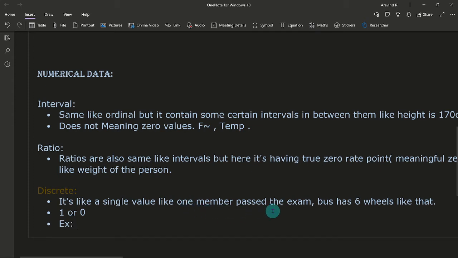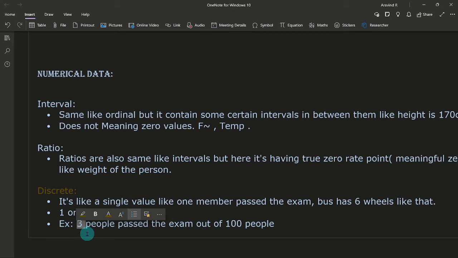Based on the people who write the exam, the total population of the exam is 100 people. Only three people passed the exam out of 100 people. Okay. So we have a discrete type here. It is a single value. It does not have any point or any zero value after that. It has a single value. Okay, let me give another example for discrete value.